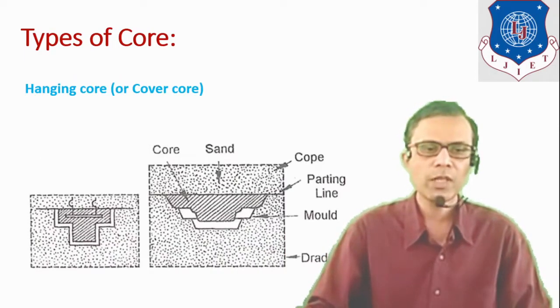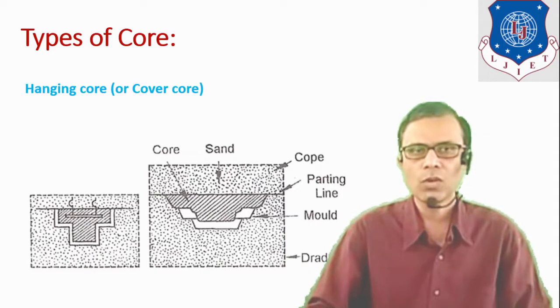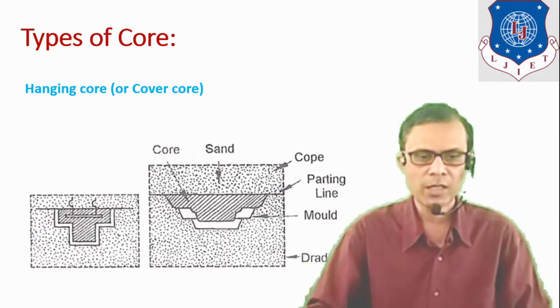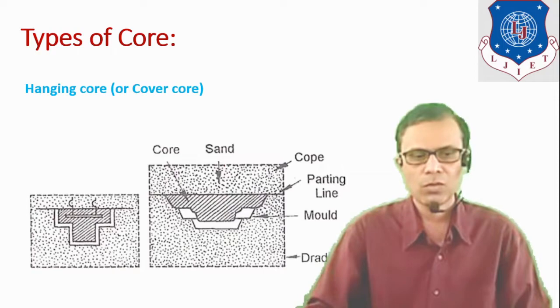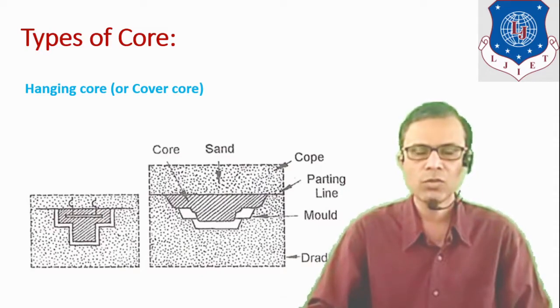The next type of core is the hanging core, which is also known as a cover core. A hanging core is a core which remains hanging with the help of wires inside the molding flask. It is shown here by two diagrams. So it is a hanging core. Here it is shown by this hatching, and these are the wires through which it can be hung.